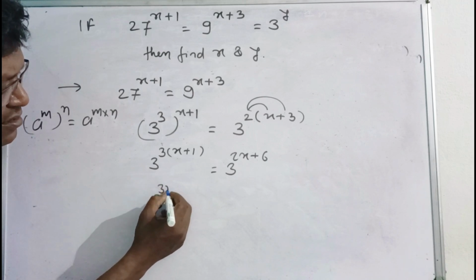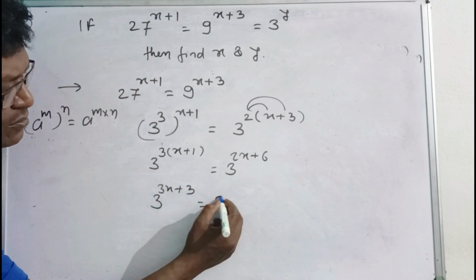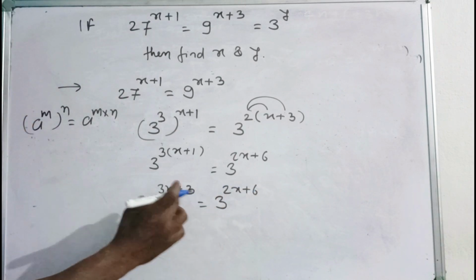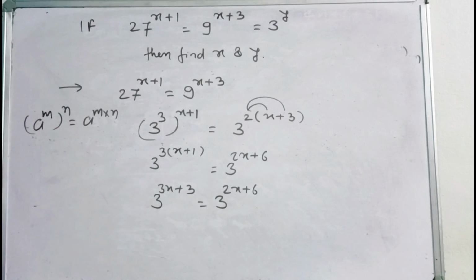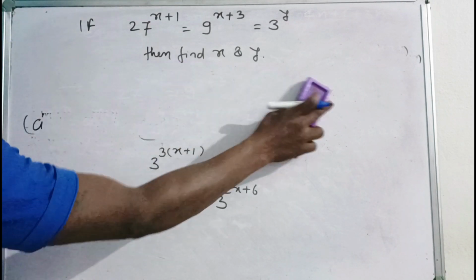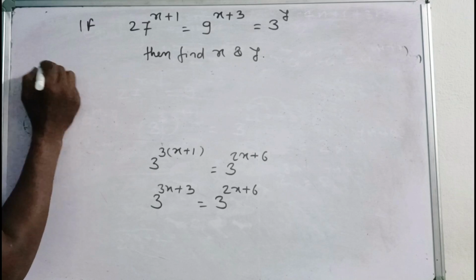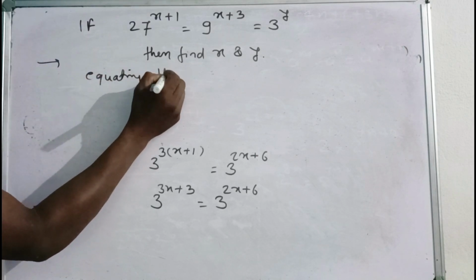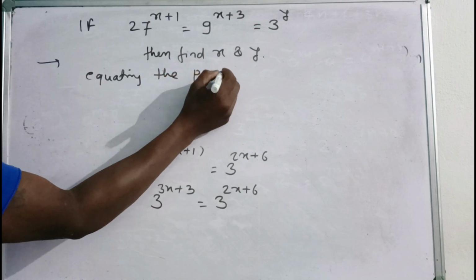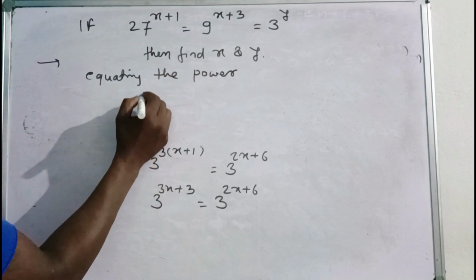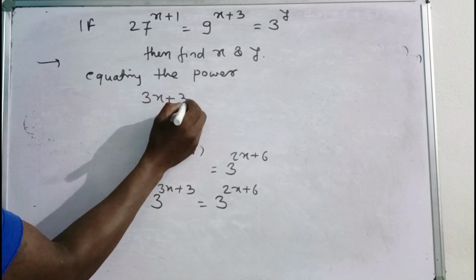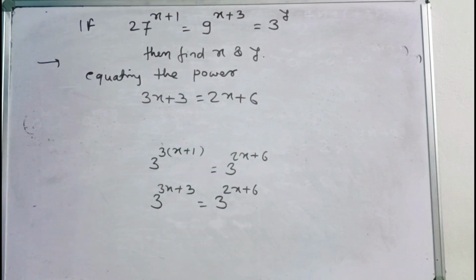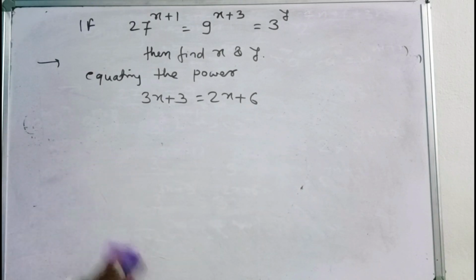Again, 3 raised to the power 3x plus 3 is equal to 3 raised to the power 2x plus 6. Base is the same. Now we want to compare, equating the power. Now equating the power, 3x plus 3 is equal to 2x plus 6.